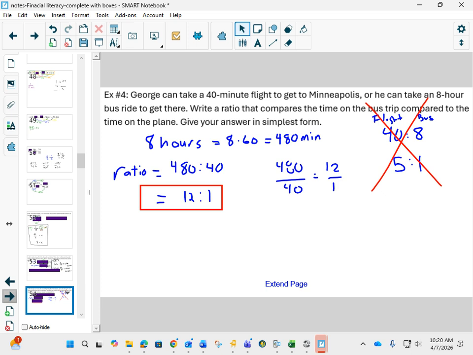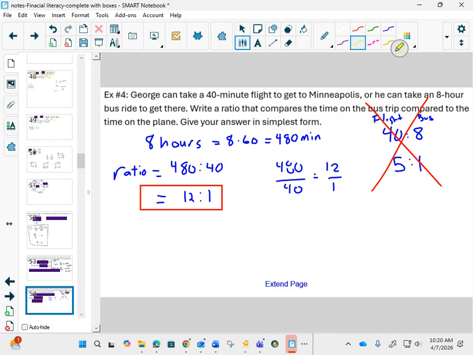How is it? It doesn't matter if you wrote it as, in here, 40 to 480. Yeah, it says in this question, because the question she's asking is, what happens if I wrote it this way?